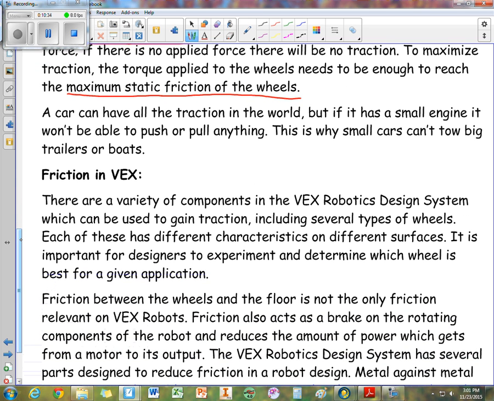Something to keep in mind, in the real world, a car can have all the traction it needs, but if it has a small engine, it won't be able to push or pull anything. This is why we don't use small cars to tow large trailers or boats.